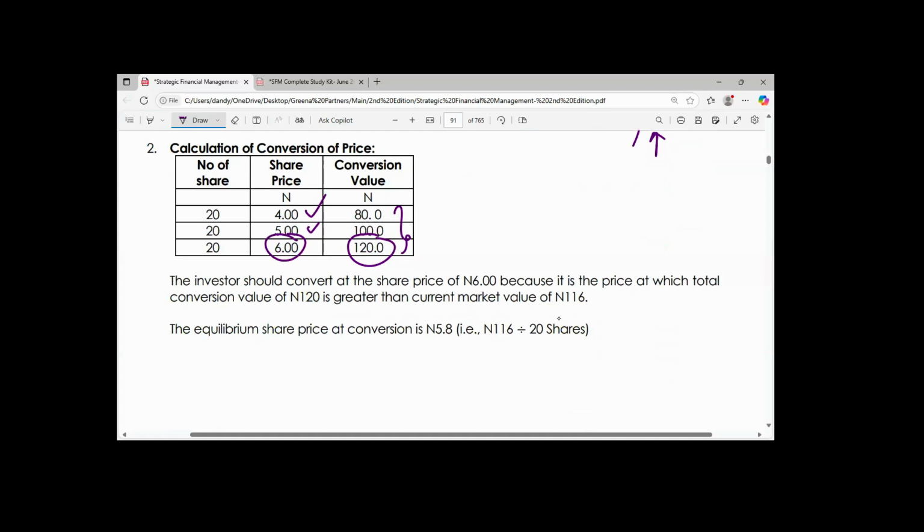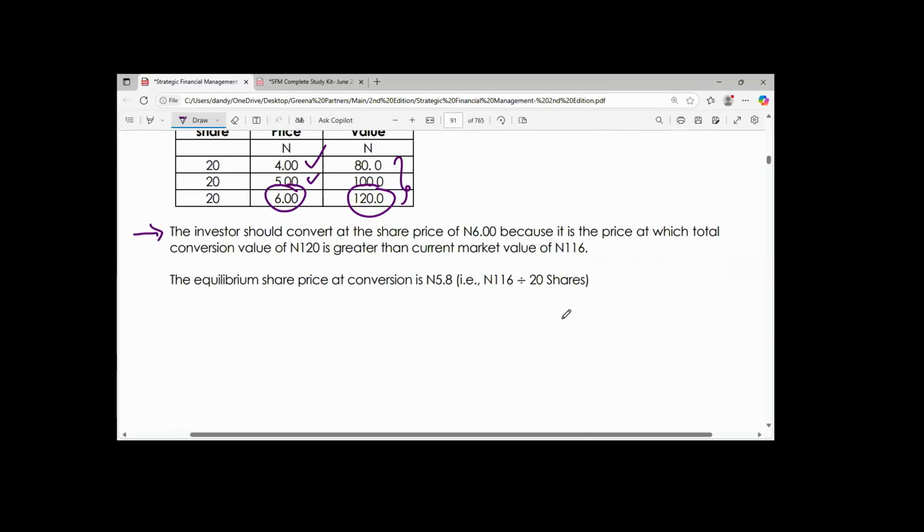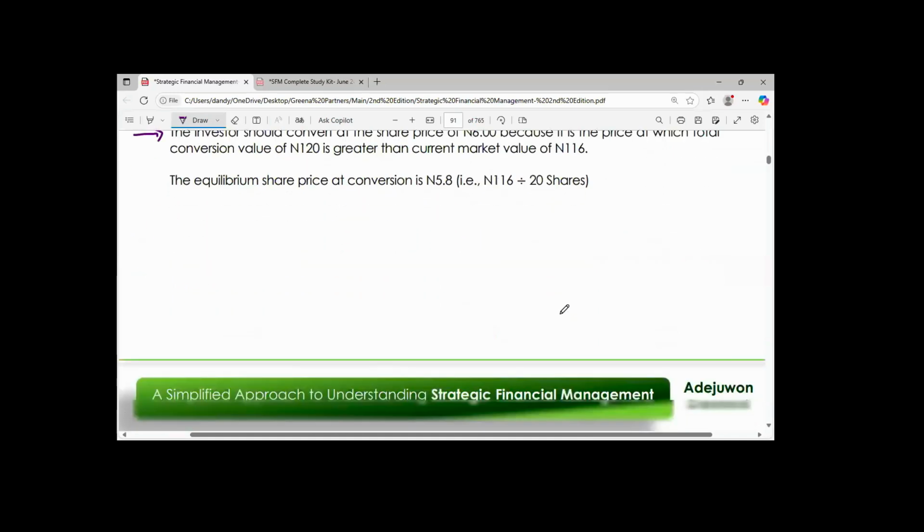So look at my explanation here also. The investor should convert at the share price of 6 naira because it is the price at which the total conversion value of 120 naira is greater than the current market value of 116. All right. So that is basically what you need to do.